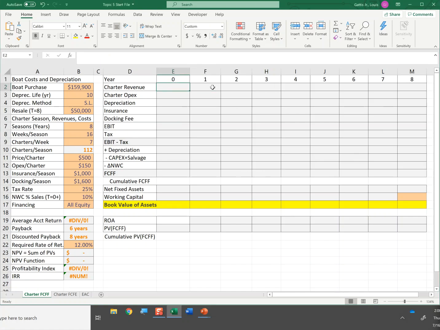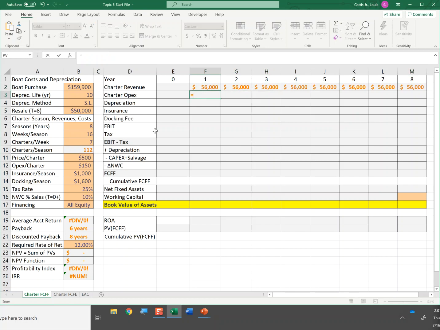So again, period 0 means today. Period 1 means 1 year from today, and we'll just assume all the cash flows happen at the end of the year, just for simplicity. So I'm going to generate revenues of $500 per charter times 112 charters per season. That's $56,000. And for simplicity, I just won't assume any inflation in my expenses or revenues. And since I do it on both sides, I figure it doesn't hurt me too much. So I'm going to generate $56,000 a year in revenue.